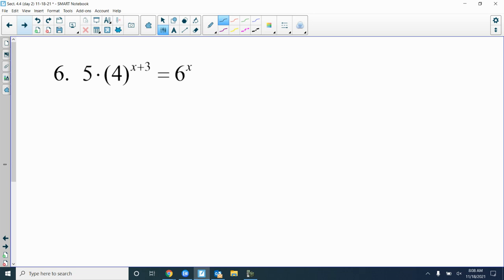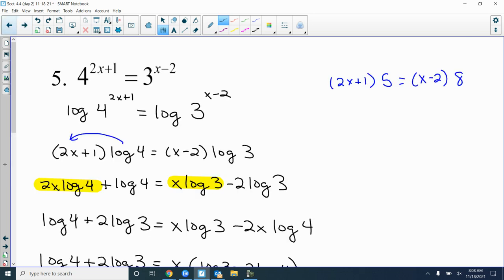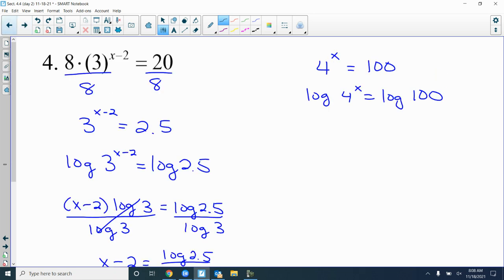All right, 5 times 4 to the x plus 3. First thing you got to ask at any time: on the one before, you had the 8 out in front. We divided by 8 because 20 divided by 8 was 2.5. They kind of got it out of the way. That worked out pretty good.